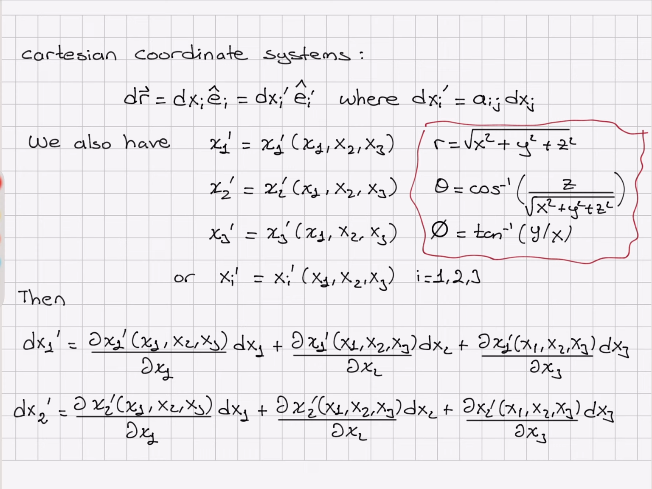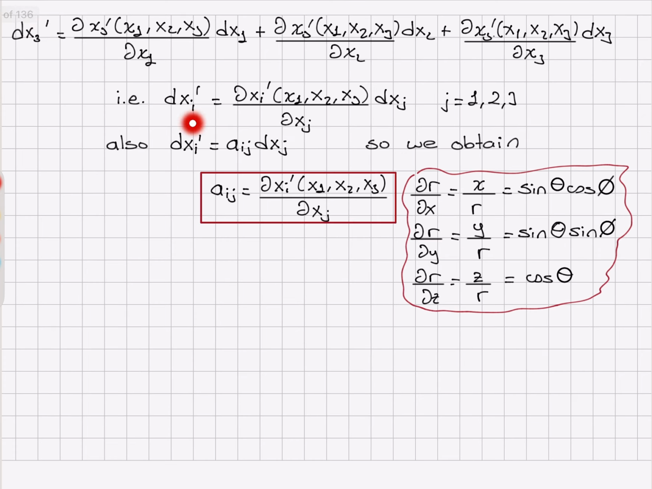But instead of doing that, if I write the coordinate transformation equations, and when I write dx1 prime or dx2 prime or dx3 prime, or in other words dxi prime, it's del xi prime del xj dxj. Since these two equations are the same, I recognize the transformation matrix element aij as del xi prime del xj.